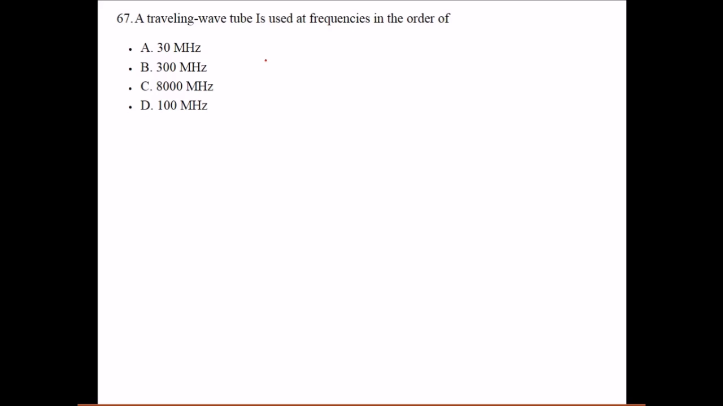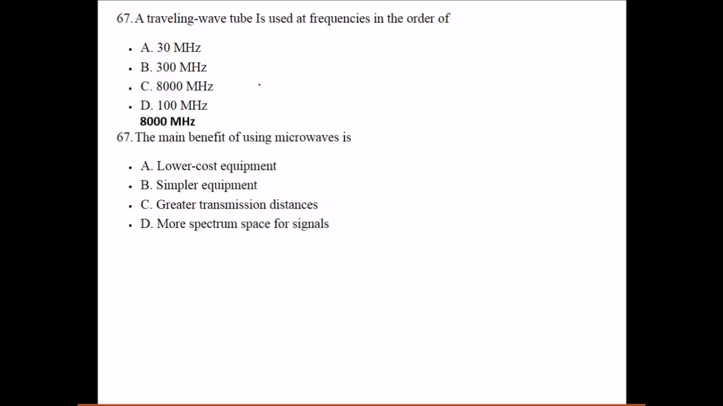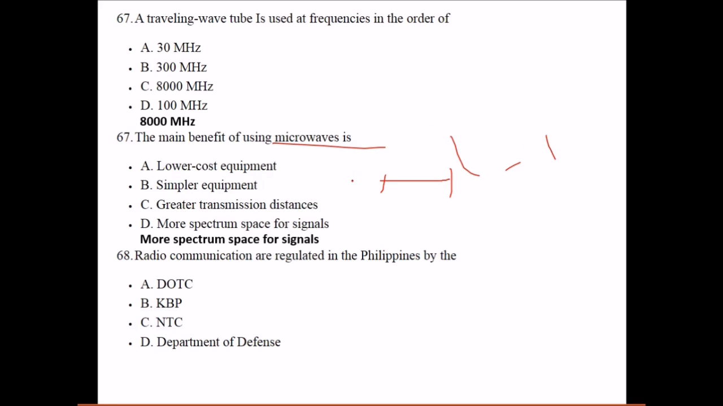Now, a traveling wave tube is used at frequencies in the order of 8000 MHz. The main benefits of using microwaves is very important: more spectrum space for signals. More spectrum is available for the signal, 1 to 100 GHz. Radio communication is regulated in, say, any country can be asked. Say Philippines, right? NTC. NTC is the answer.